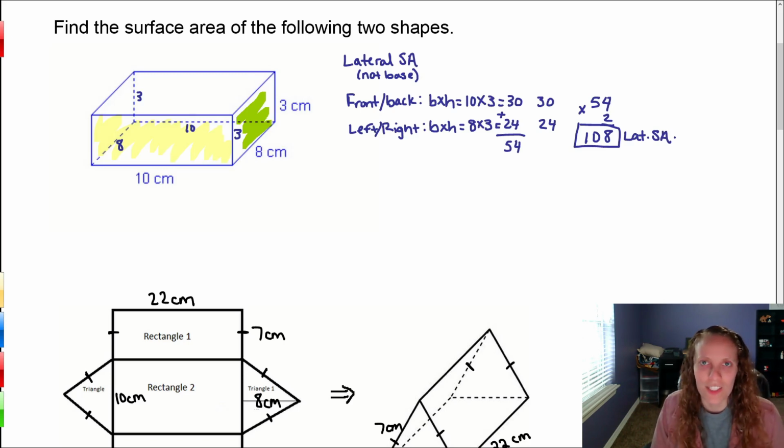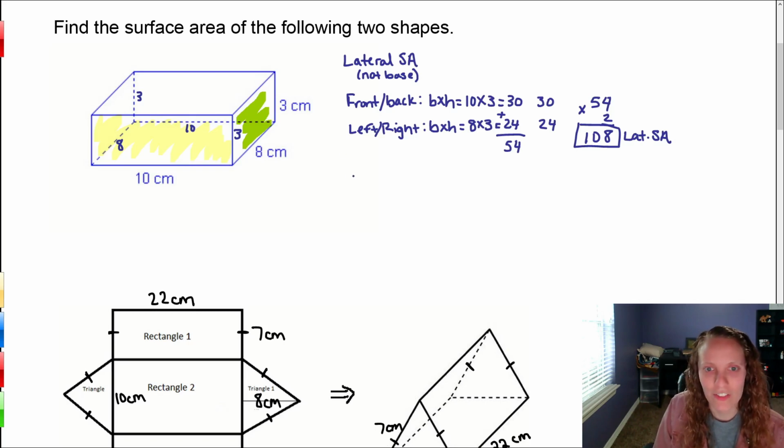Now, lateral surface area is kind of like a label on a can. A label goes around the side of a can. It doesn't cover the top and the bottom on most cans, and so lateral surface area for a prism like this one would be the front and the back, and the left and the right, not the two bases, not the top and the bottom.